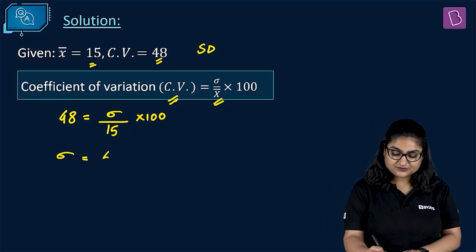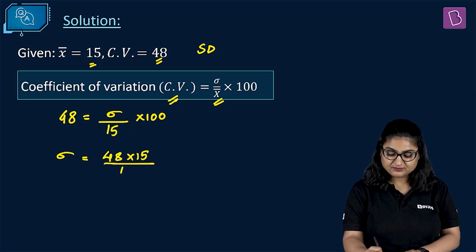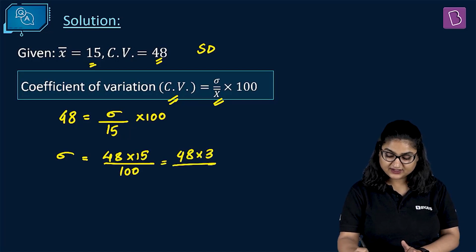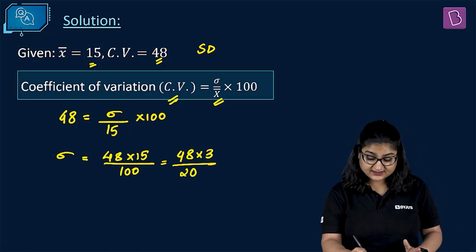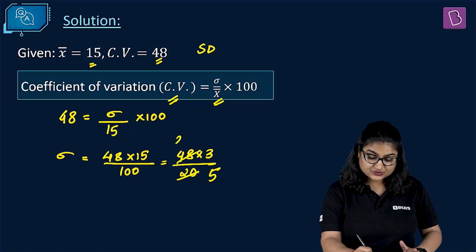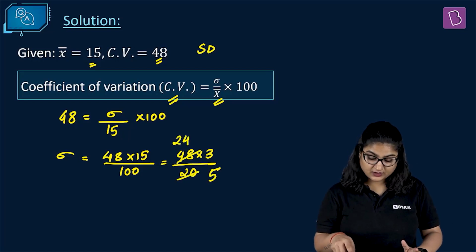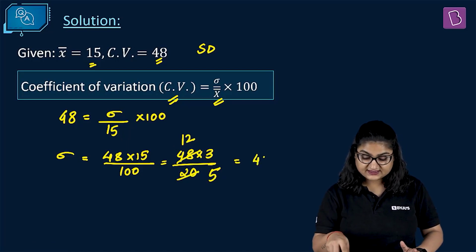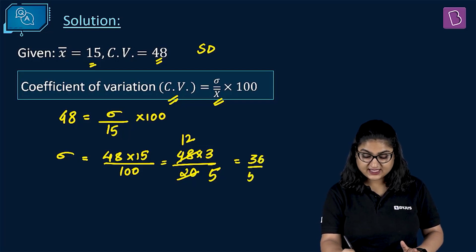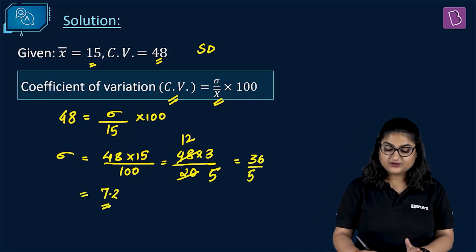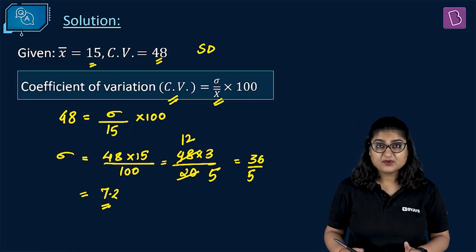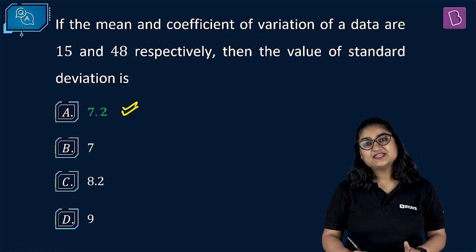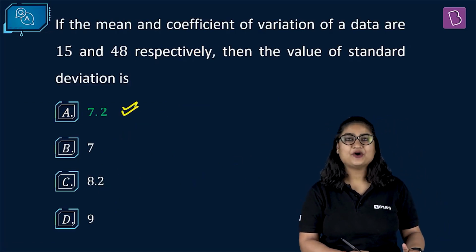So sigma is equal to 48 multiplied by 15 divided by 100, which is the same as 48 multiplied by 3 divided by 20. And if I further simplify this, I'll get 5 here, I'll get 24 here, all right, I'll get 12 here. So this is equal to 36 divided by 5, which is the same as 7.2. All right, so we have calculated the value of sigma or the standard deviation as 7.2, which has been given to us in option A. Hence, we can say that the correct answer to this question is option A.